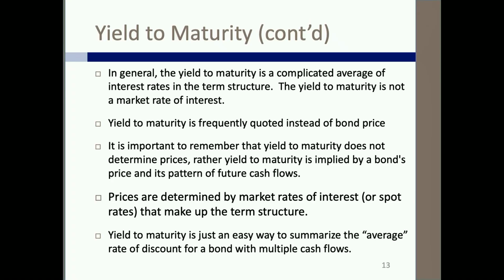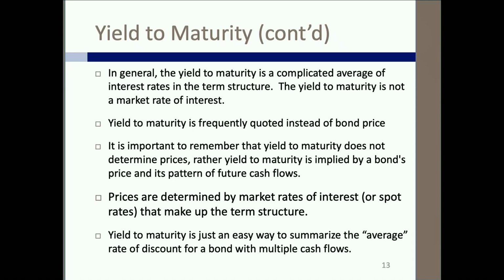Oftentimes, rather than quoting a bond price, a yield to maturity is quoted instead. So there is a one-to-one mapping between bond price and yield to maturity. You give me the bond price, like we saw in the last example, I can give you the yield to maturity. You give me the yield to maturity, I can give you the bond price.